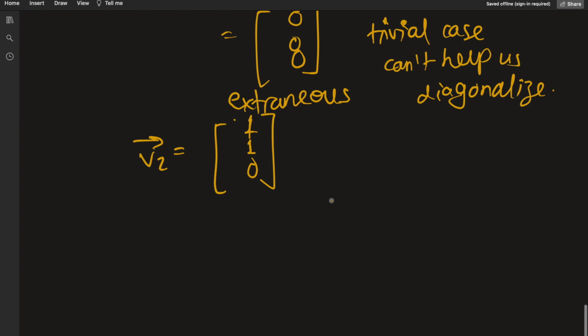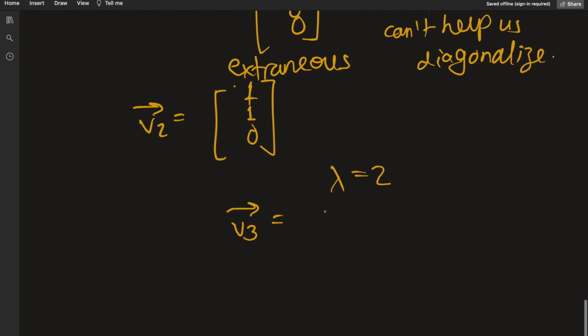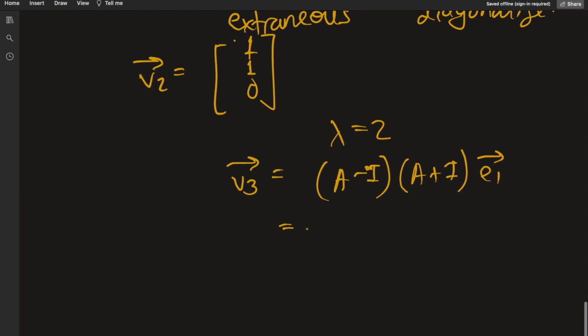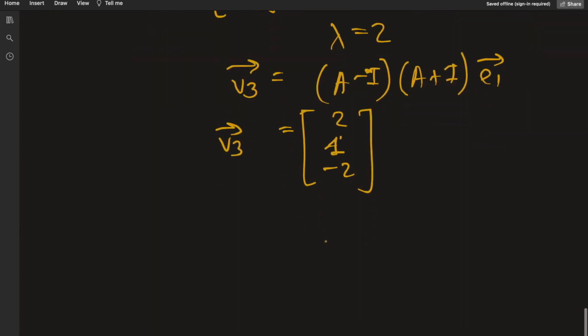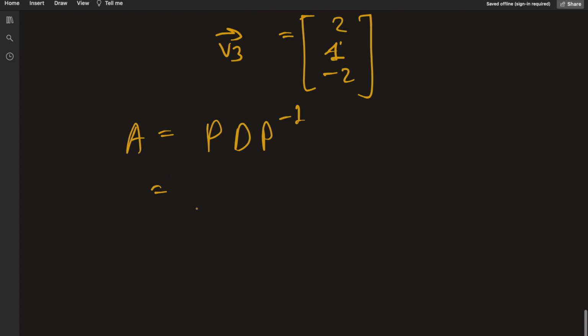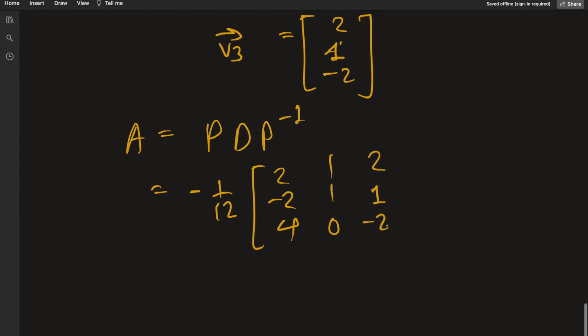Okay, now for lambda equals 2, our equation for the eigenvector 3 is A minus lambda times the identity, applied to the basis vector. And after computation, we end up with 2, negative 2, 1, negative 2. And now let's just construct A as PDP inverse, according to some observations we made in the last part. We have negative 1/2 up front because of the inverse, then 2, negative 2, 4, 1, 1, 0, 2, 1, negative 2.